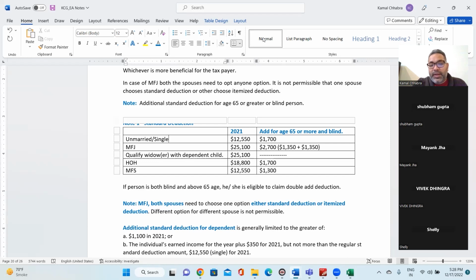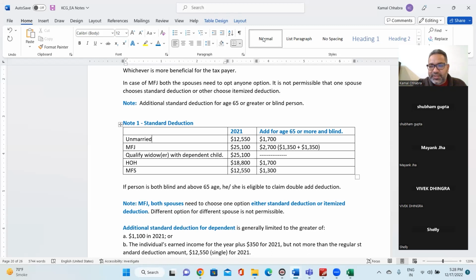The next one is married filing separately. For them also it is 12,550. And for them, the additional deduction for being more than 65 or if the person is blind is 1,300. So these are the standard deductions. You just need to memorize the numbers based on the categories. Right? Make sense?